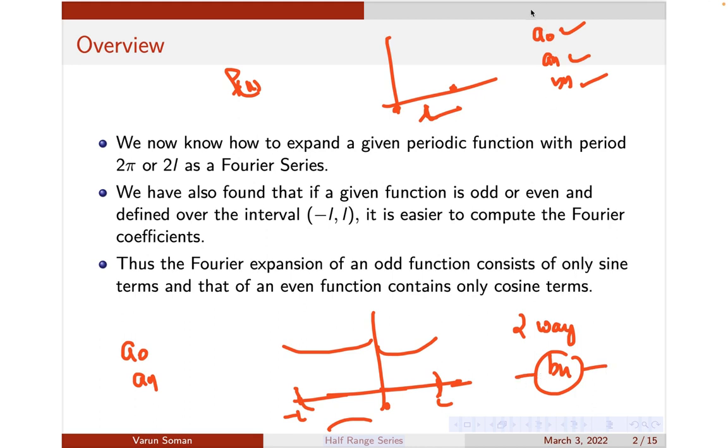Okay, instead of finding all the a naughts and an's and bn's directly, I will extend the function to a bigger interval. I will find a Fourier series expansion which is valid for the bigger interval, and therefore it is also valid for the smaller interval. So that is my idea.